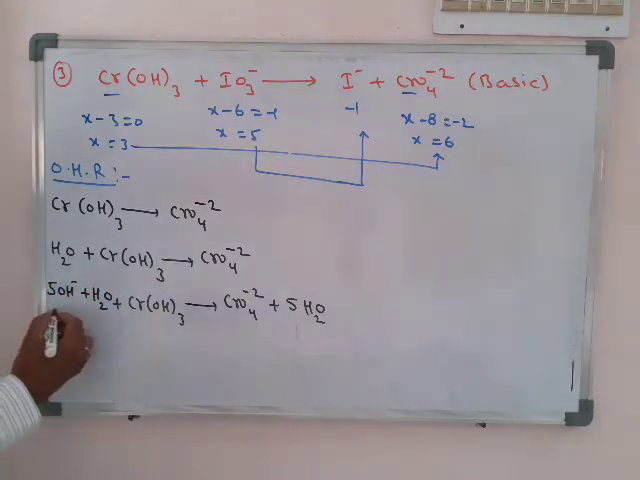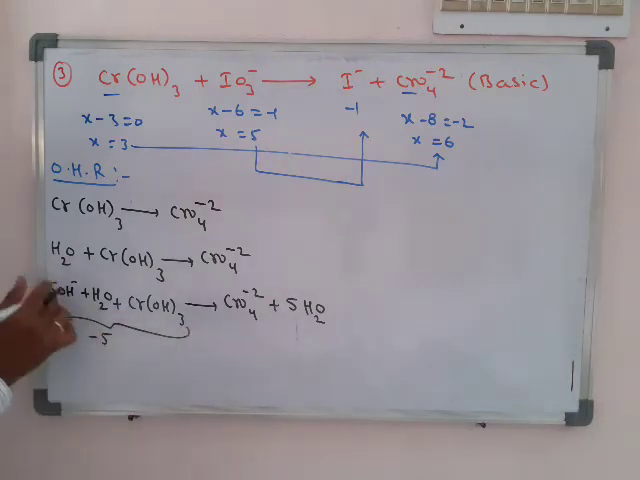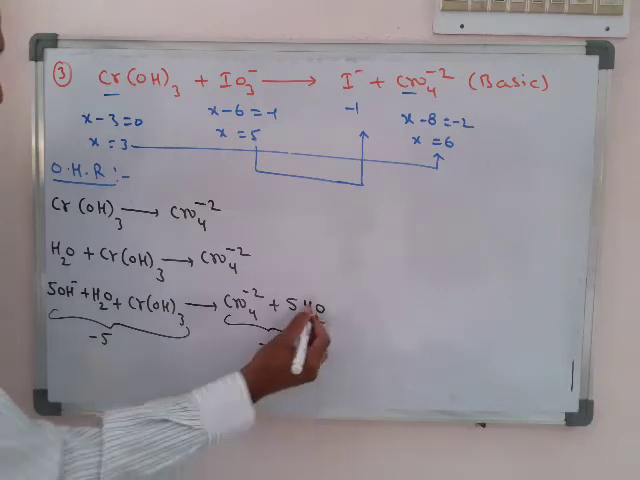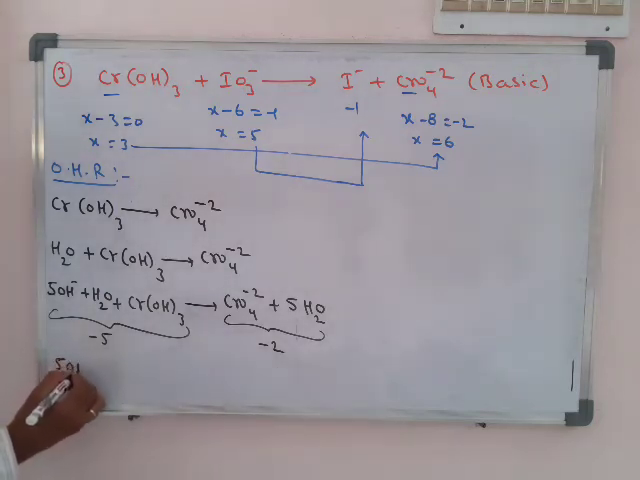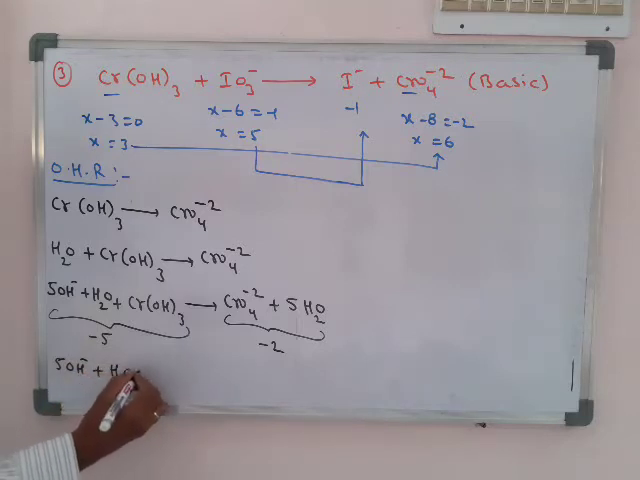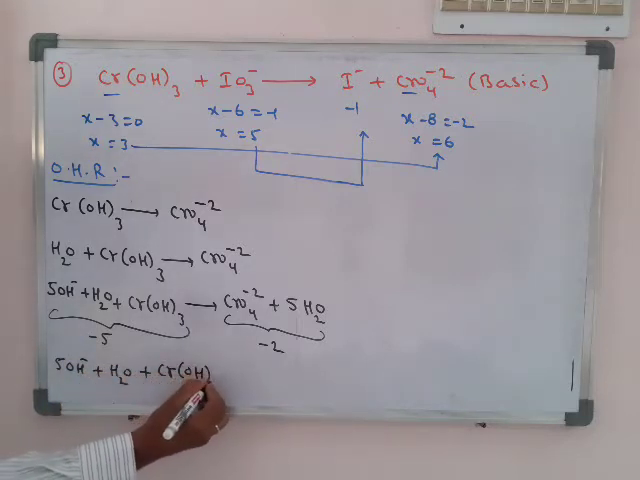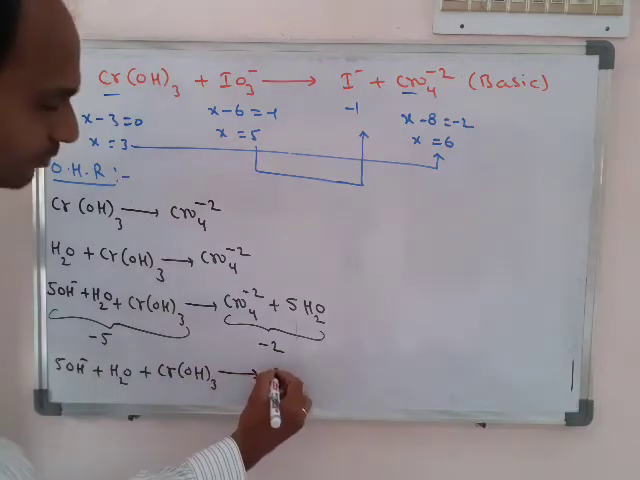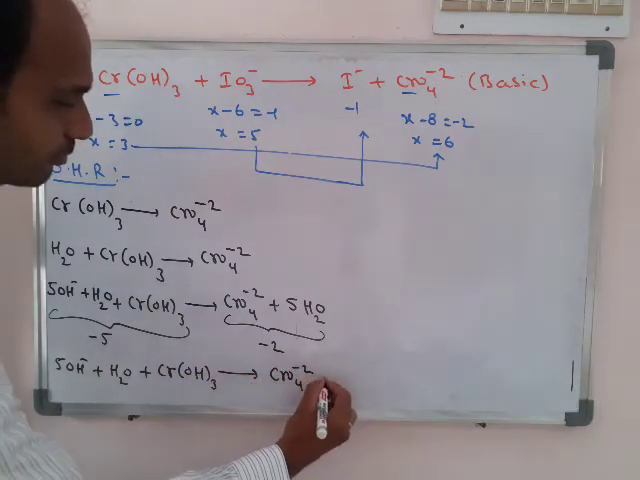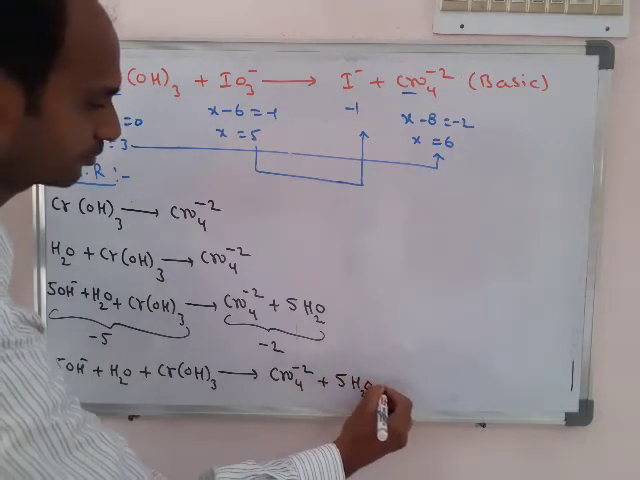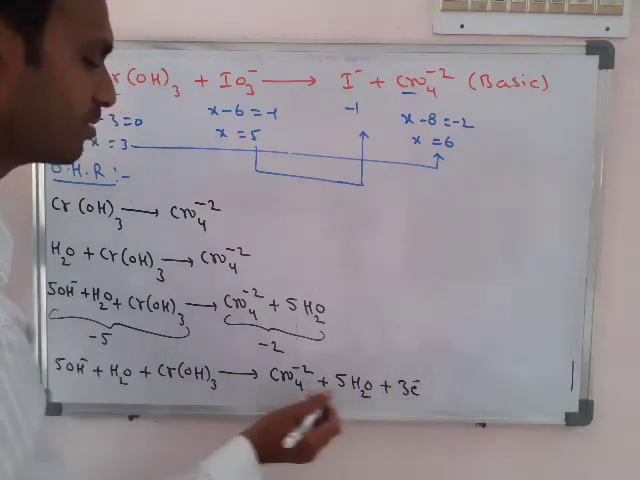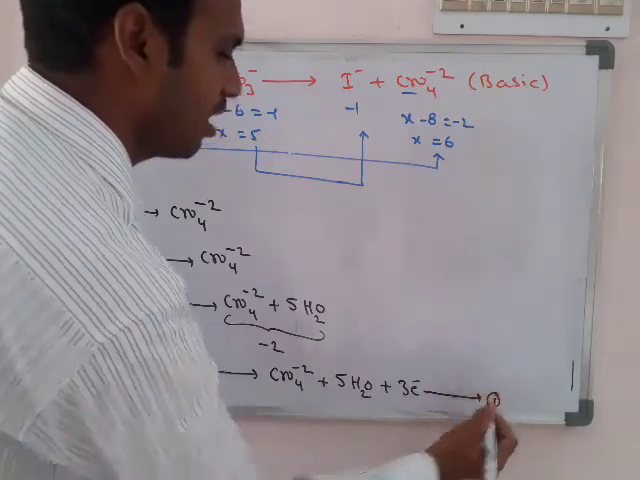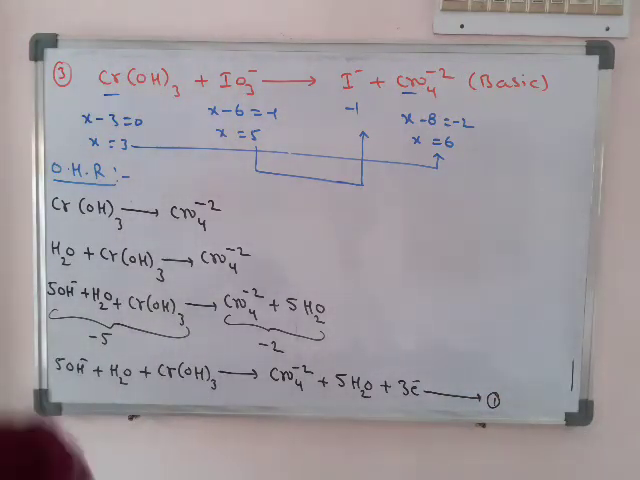This is completing. Now balance the charge. Minus 5 overall here, and overall here minus 2. Here minus 5, minus 2, where is the highest charge? 3 units highest. So 5 OH minus plus... minus 5, minus 2. If we add 3 electrons here, then minus 3, minus 2 becomes minus 5 as well. So that is the equation 1.